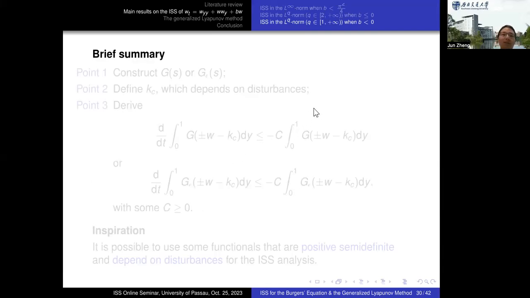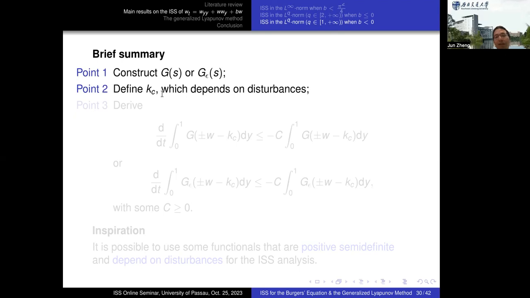So let's make a brief summary of the proofs. In fact, there are three key points in the proofs. The first one is that we should construct some positive semi-definite functions G_S and G_epsilon_S. This can be done by using the so-called Stampacchia truncation. The second point is that we should define a constant K_c.